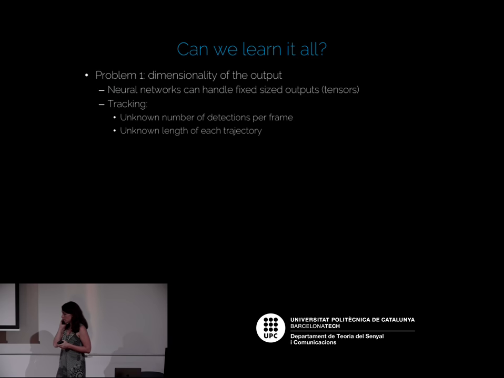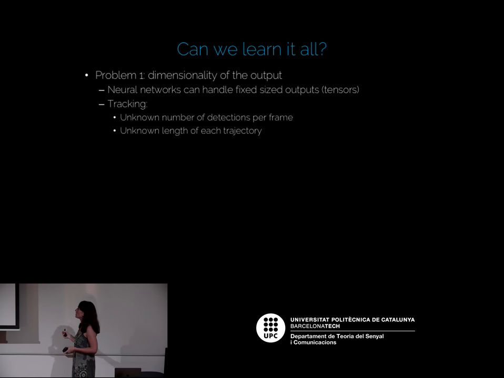Well, there's a set of problems, but I would say the most important one is the problem of the dimensionality of the output. So if you think how neural networks actually process image and what is the input, what is the output, it's always a fixed-sized output. So there's always some sort of tensor as input and some tensor as output. And in tracking, we do not really have this. So we don't know the number of detections per frame.